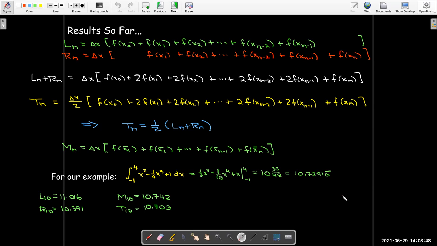So if I look at my approximations, the left endpoint and the right endpoint were pretty far off. Both the midpoint and the trapezoidal rule at least got the first decimal point correct, and it looks like the midpoint rule is just slightly better than the trapezoidal rule for this problem.